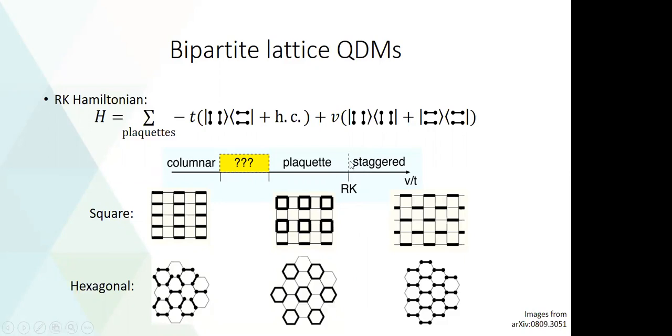But actually, people have looked more carefully at the RK point for the square lattice, and they find that it's what's known as a deconfined critical point. We can add some perturbations near this point, and somehow make a transition from the plaquette to the staggered phase smoothly. So there is no discontinuity in, let's say, the free energy.